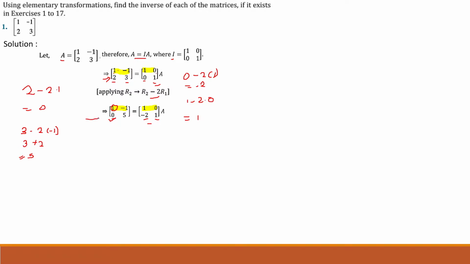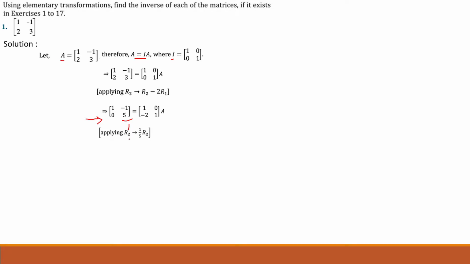Now to make this matrix as an identity matrix, we have to transform this element into 1. तो simply हम लोग 5 को divide करेंगे. 5 से तो ये 1 हो जाएगा. So the operation will be applying R2 as 1 by 5 R2. तो उसको divide करेंगे हम लोग 5 से. So this will be 1, and similarly इस matrix में भी row 2 को 5 से divide करेंगे.